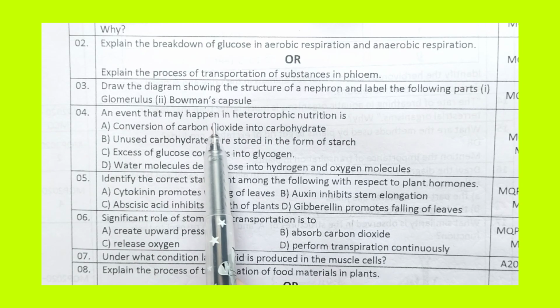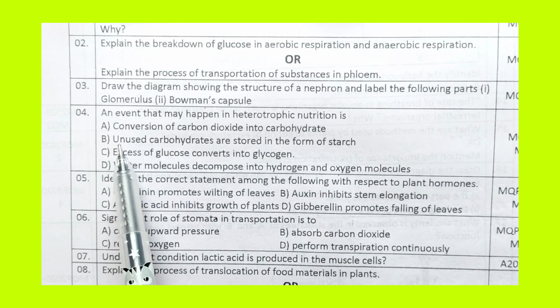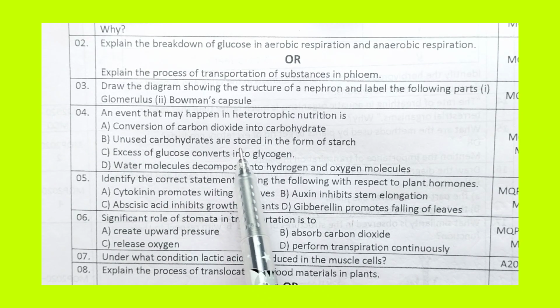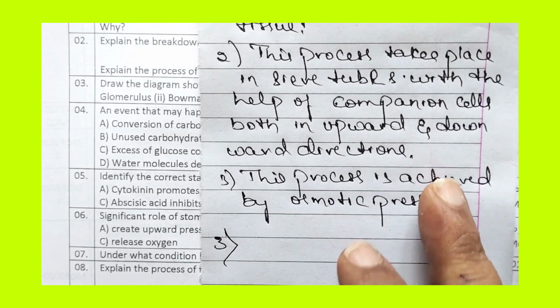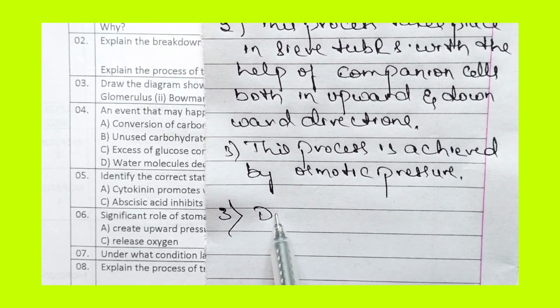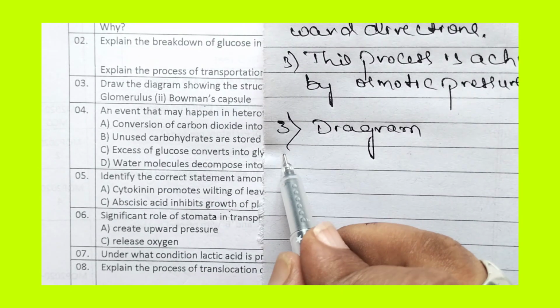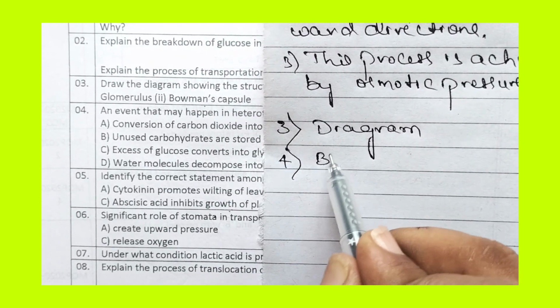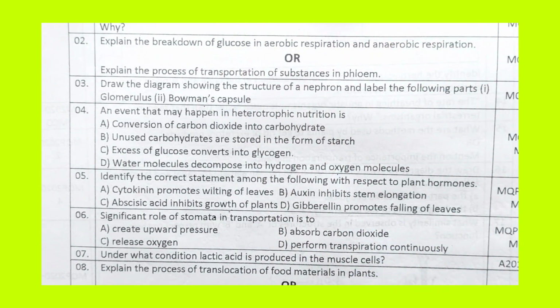An event that may happen in heterotrophic nutrition, among these four, is that unused carbohydrates are stored in the form of starch. So the right answer for this question is option B. So third question is diagram question, and the fourth is option B, that is unused carbohydrates are stored in the form of starch. So now let us move for fifth question.